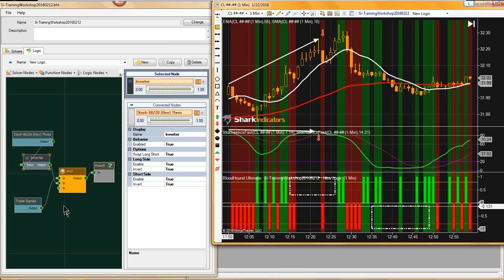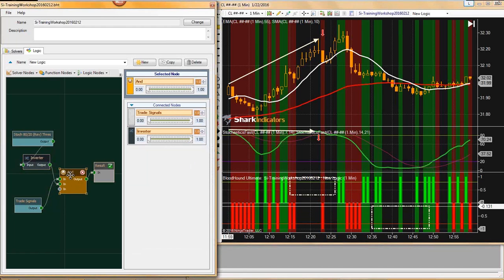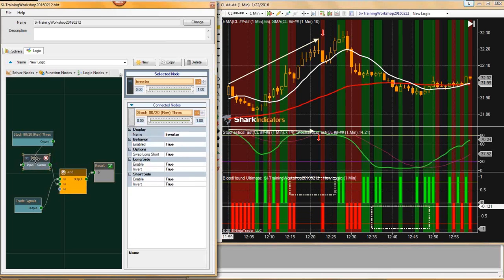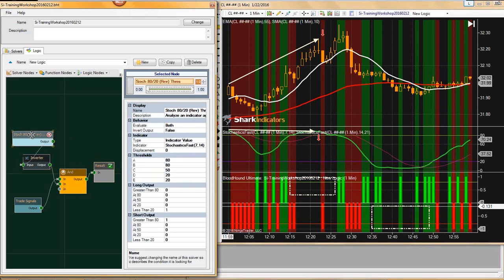Right? So, very simple to do. We just needed an AND node, and we needed this inverter node, and we had to take the swap and turn the swap on. So, all right, that's that example there.